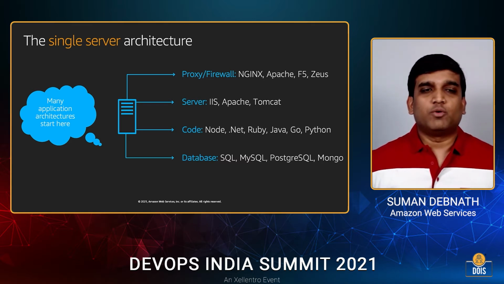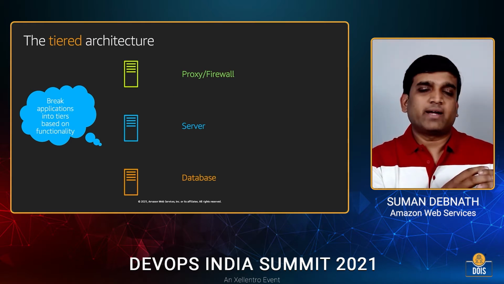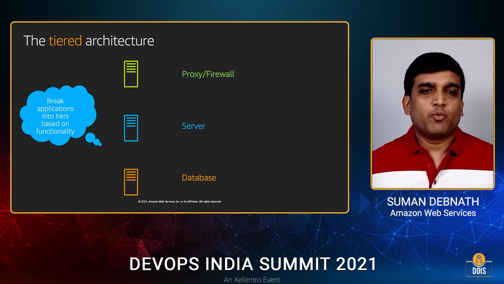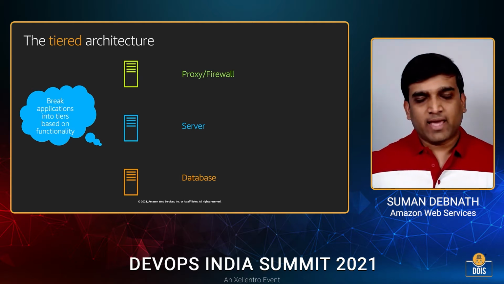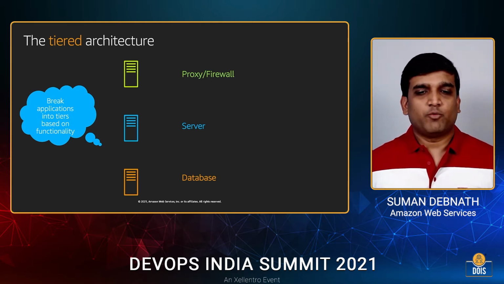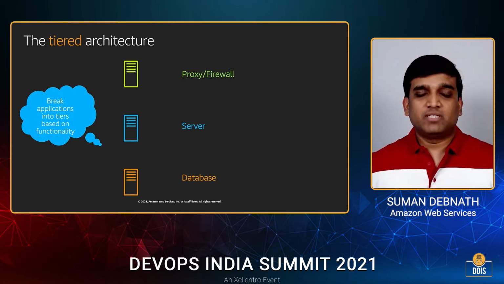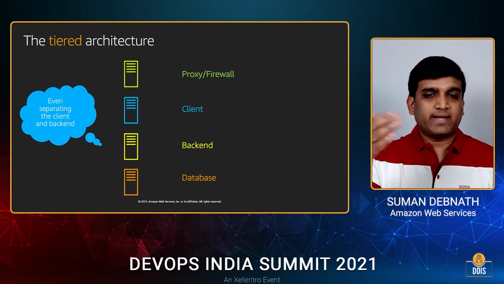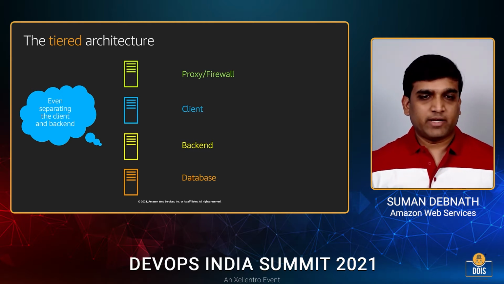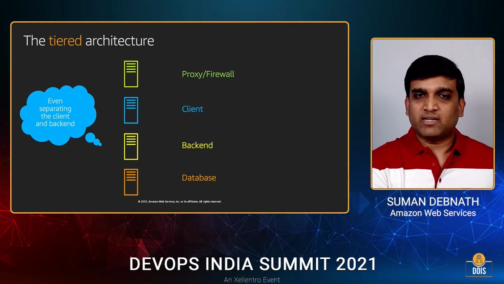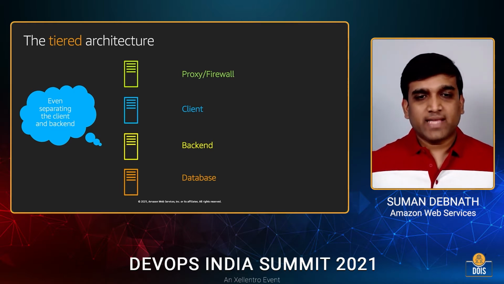Now, what you can do over a period of time is segregate that from a monolith architecture to a tiered architecture, where you pass on different tasks to different servers. As you can see here, we have a proxy server, a server for the code, and a server for the database. You can even go further and divide that into client and backend, maybe the front end and the backend. But still, this is not that scalable. It is surely better than what we have seen a while back, where you have one server doing everything, but still, it is not that scalable.